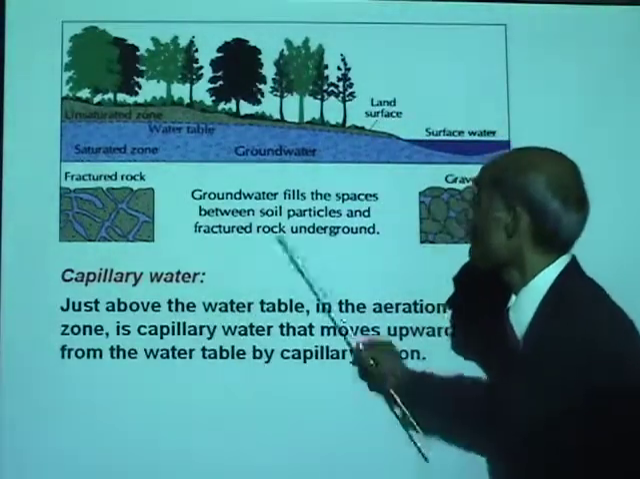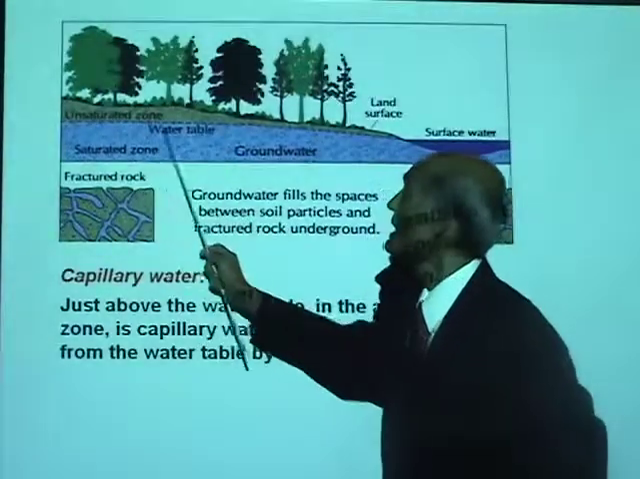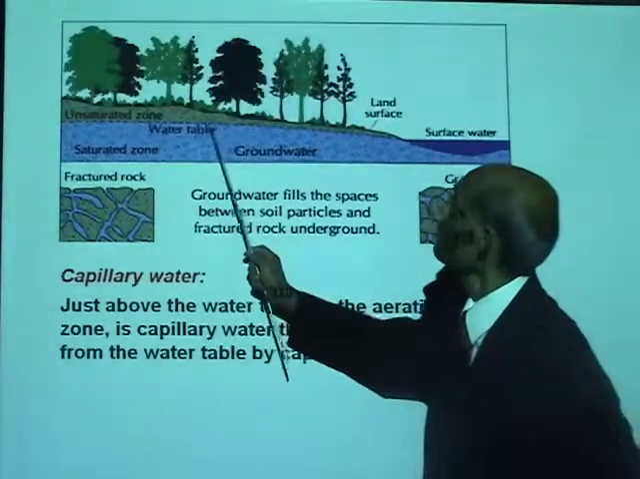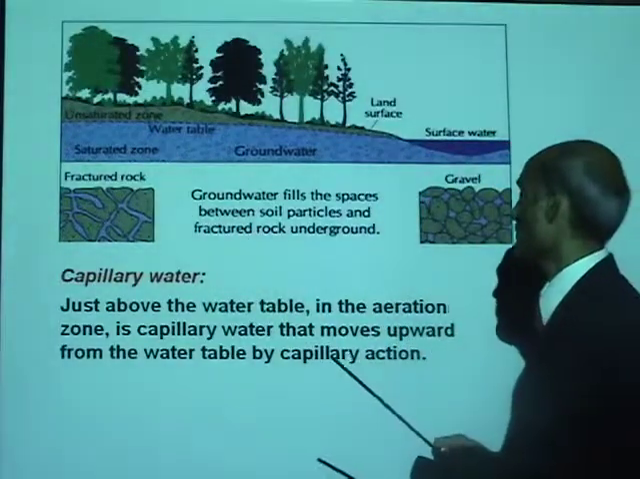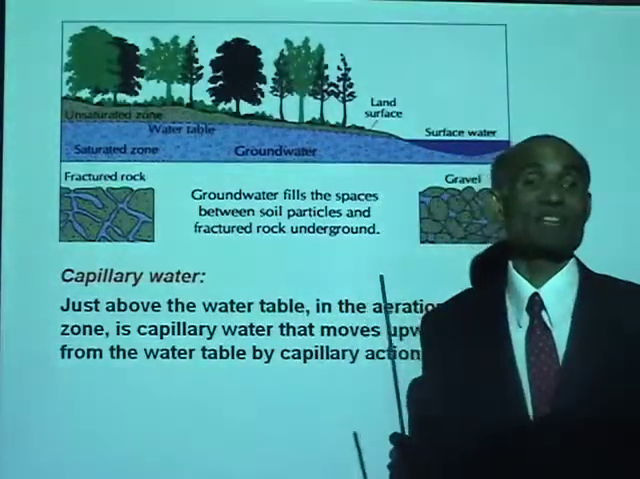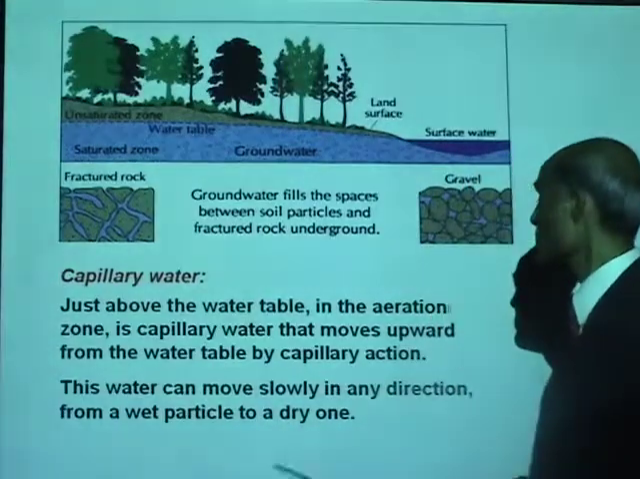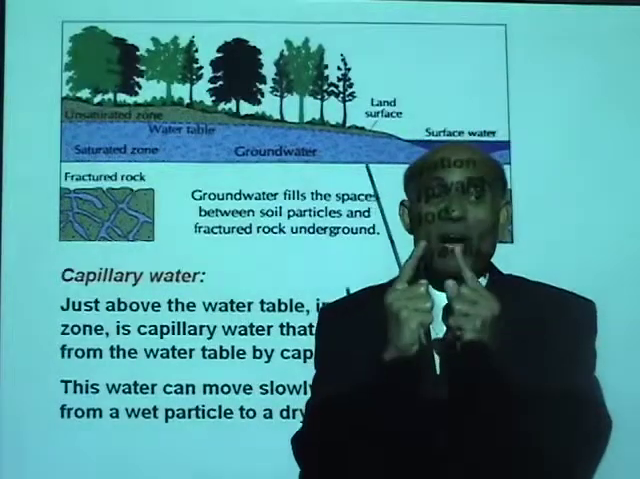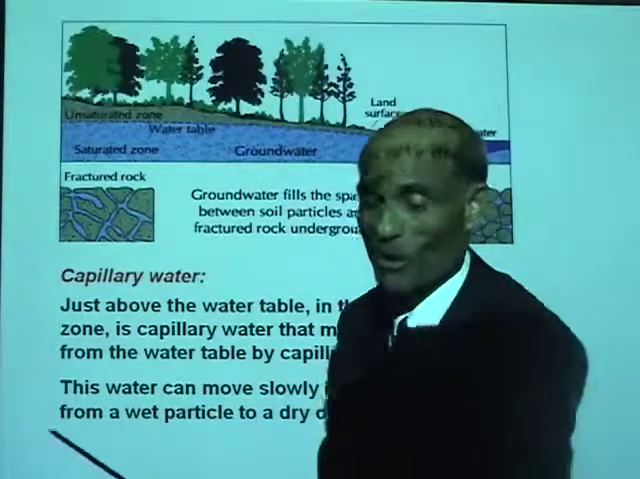So just above the water table, in the aeration zone, over here, this is the aeration zone, is the capillary water that moves upward and makes the soil wet over there. And that is a very useful phenomenon for plants and trees around. Now, this water can move slowly. The water that has been going up due to the capillary process actually can move in any direction.